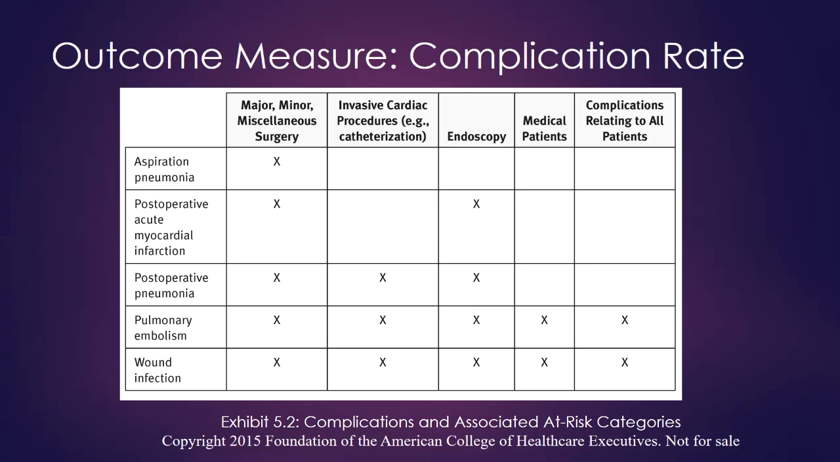So people who have an invasive cardiac procedure or endoscopy or medical patients wouldn't be at risk for aspiration pneumonia as a complication of their care. However, if you were looking at wound infection as a complication rate that you were interested in, you would want to include all of these different patients, people who've had surgery, invasive procedures, cardiac procedures and endoscopy, and medical patients in your complication rate, because there are lots of different kinds of wounds that could become infected, and any of those patients could be at risk for wound infection.